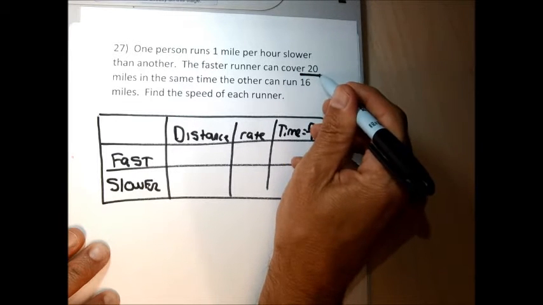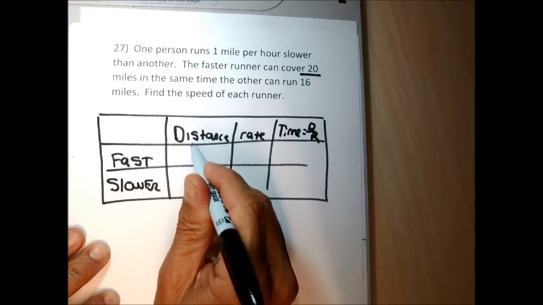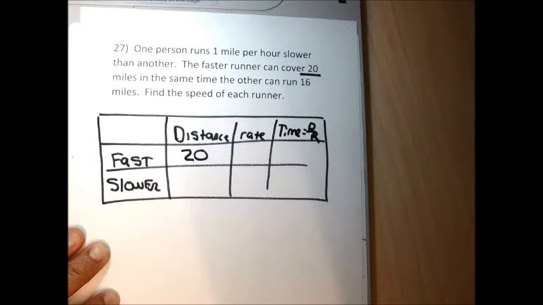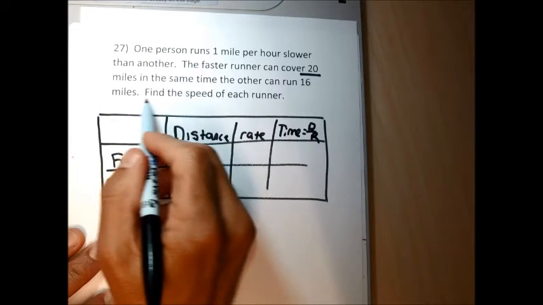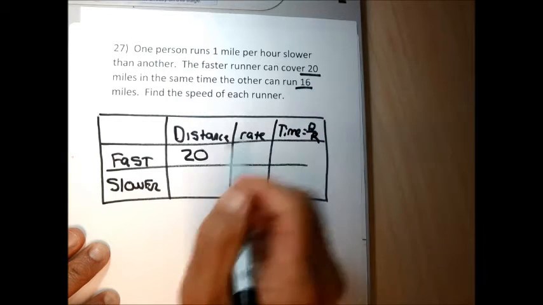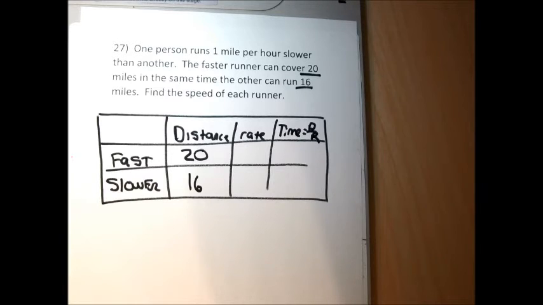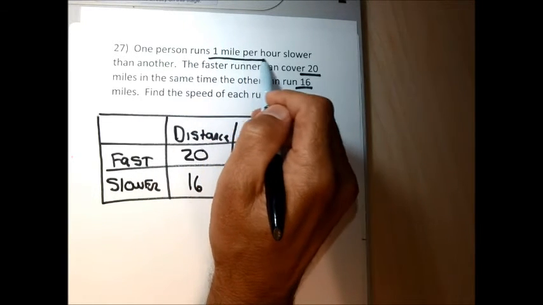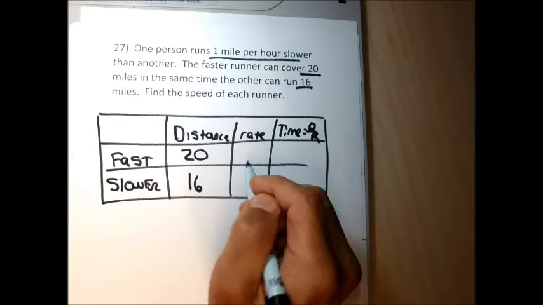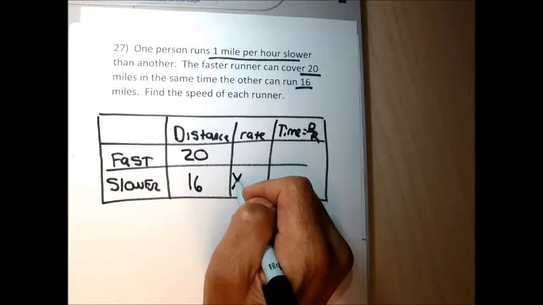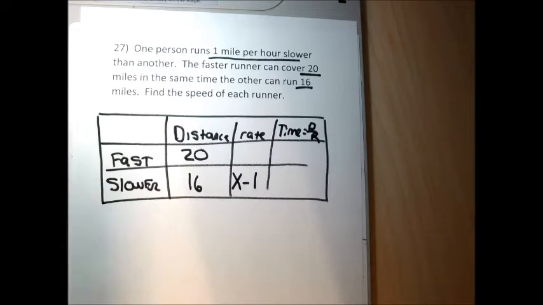So the distances are easy. The faster runner can go 20 miles, so in the distance box for the faster runner, I put 20. In the same time, the other, which I'm assuming is the slower runner, can cover 16. The X's go in the rate, and in this walker-runner problem, only one of the rate boxes has an X, the other one has a sign. And in this case, the slower runner is going to get the minus sign, and because it's 1 mile per hour slower than the faster runner, I'm going to make the slower runner's rate X minus 1.